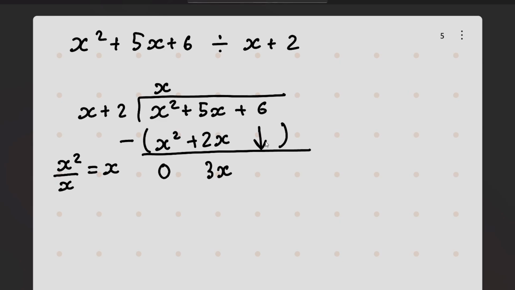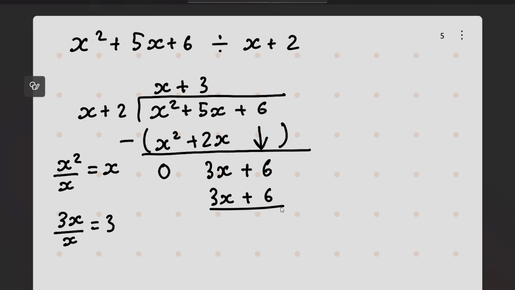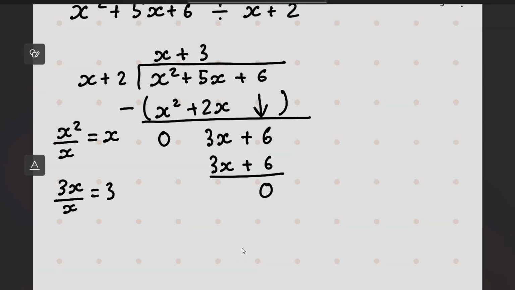We're going to take this down here, and we get 3x plus 6. Now, what do I have to multiply the divisor by in order to get 3x? Well, 3x divided by x is 3. So I have to multiply by 3, and we're just going to add 3 to our quotient. Now we get 3x plus 6 minus 3x plus 6, which is 0. So in this case, our quotient is x plus 3.